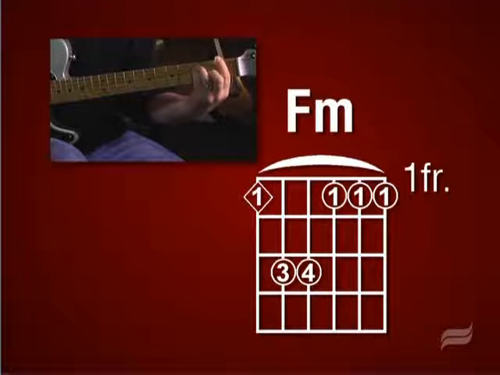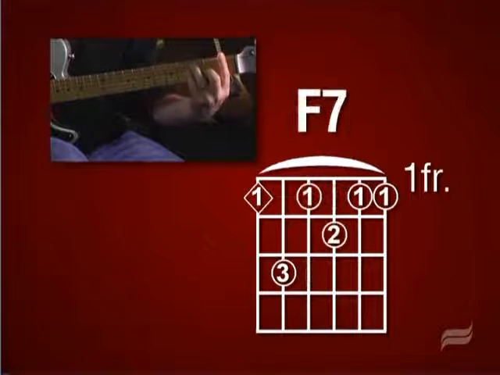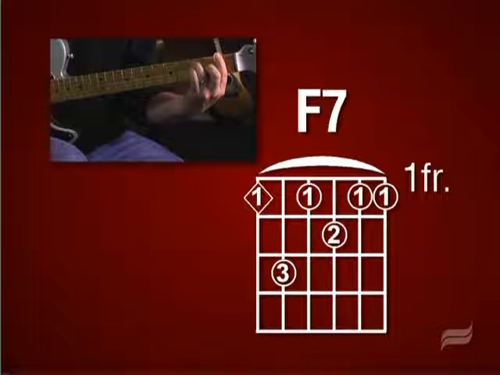Now let's do an F minor. Take that second finger off. We're left with that. F minor. What's next? An F7. Let's put our second finger back down. Put our third finger here. We take our pinky off. Individual notes. And all together.